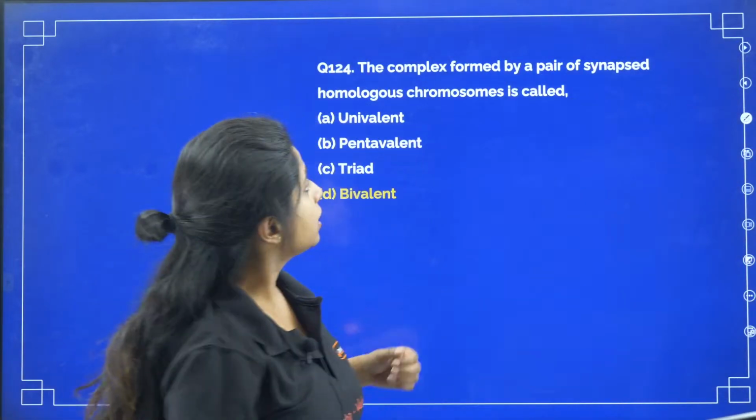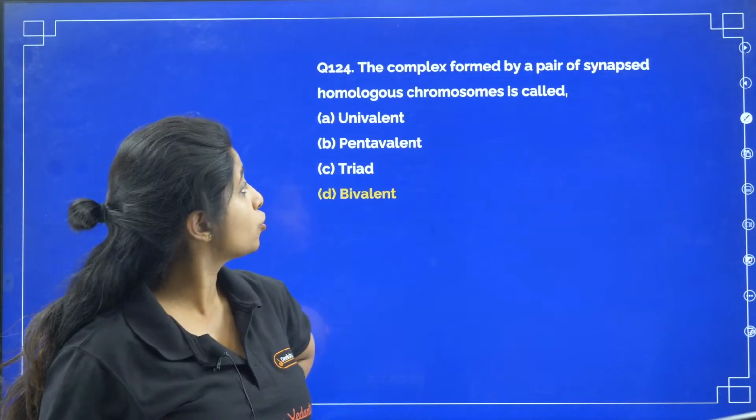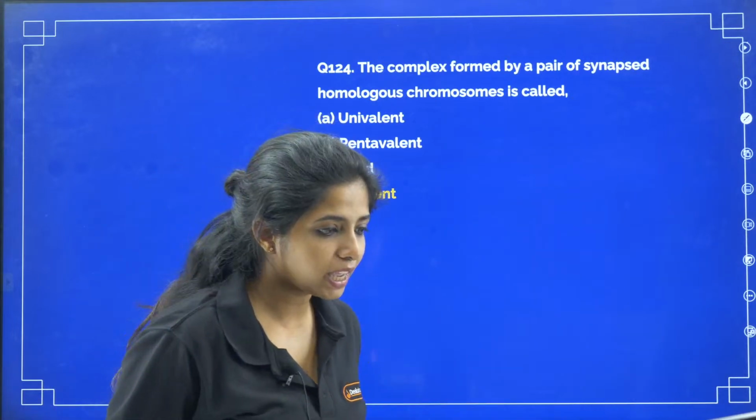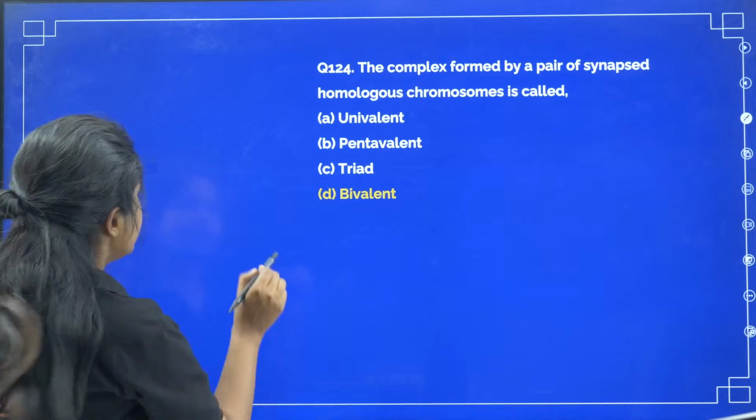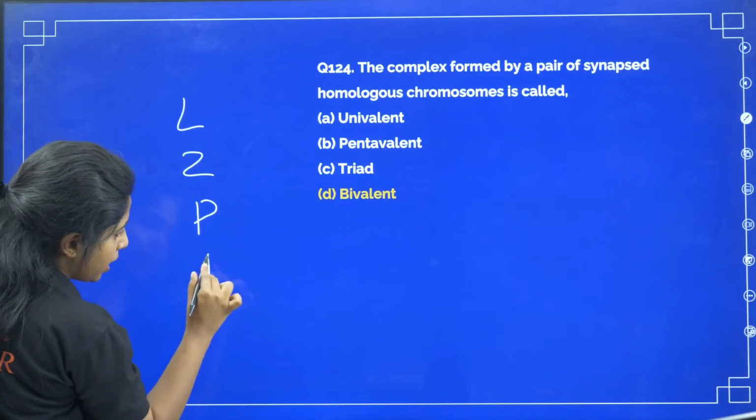Fine. Next thing. The complex formed by a pair of synapsed homologous chromosomes is known as bivalent. Can you listen to me? Can you spare at least 1 minute? I will tell you the whole prophase stage. Okay, listen to me carefully. Lazy zebra play during day.